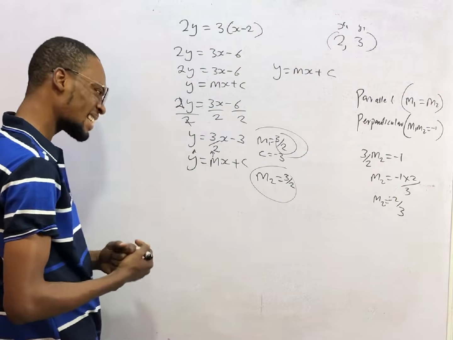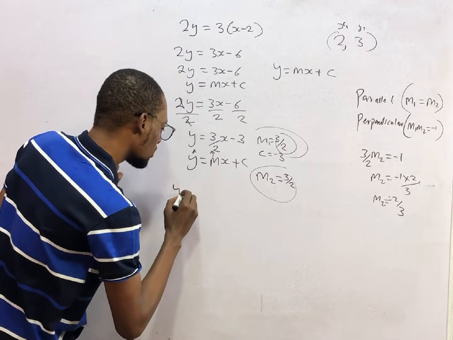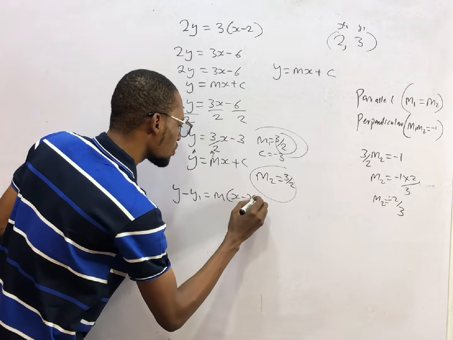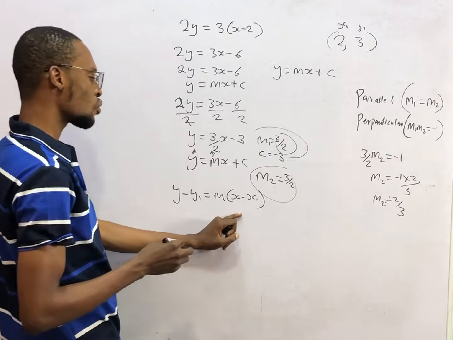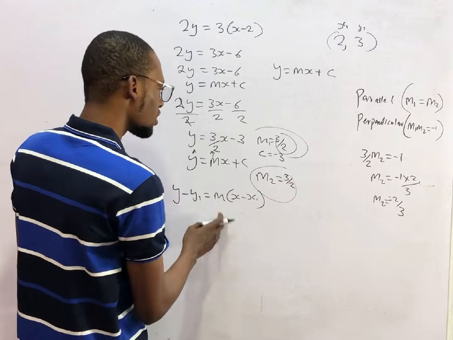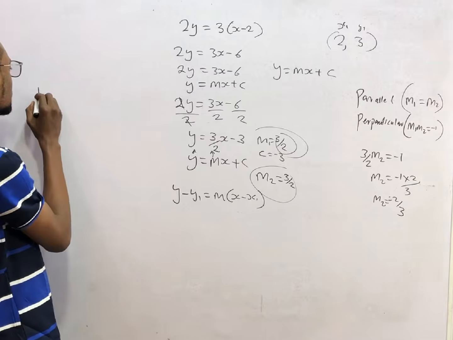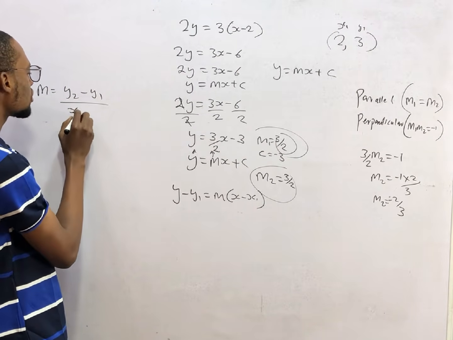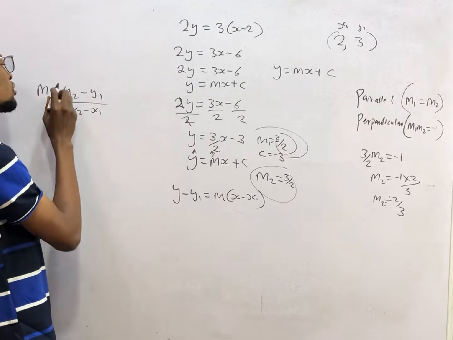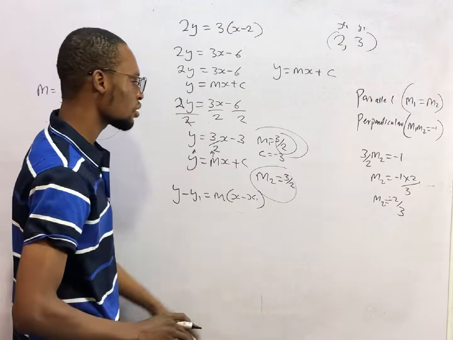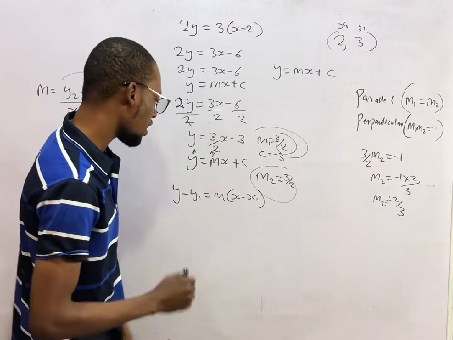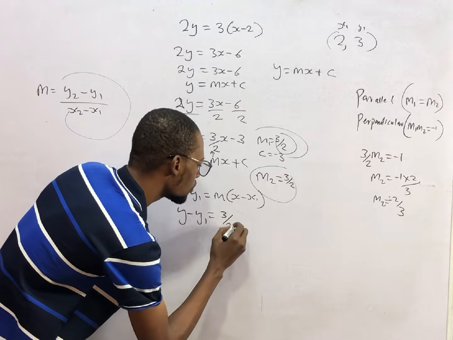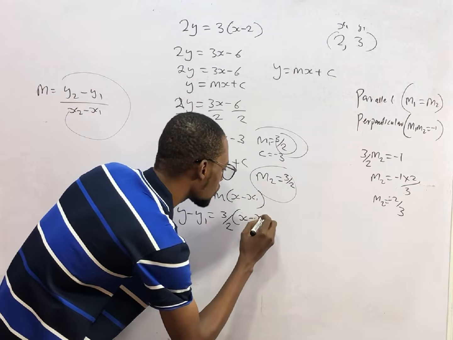Then look at the equation of a line. It is y minus y1 is equal to m times x minus x1. So we can use this formula for the equation of a line, where m is the gradient. Gradient is slope. Gradient is also y2 minus y1 over x2 minus x1. We don't need to follow this formula to get the gradient because we already have it. Therefore, y minus y1 is equal to 3 over 2 times x minus x1.